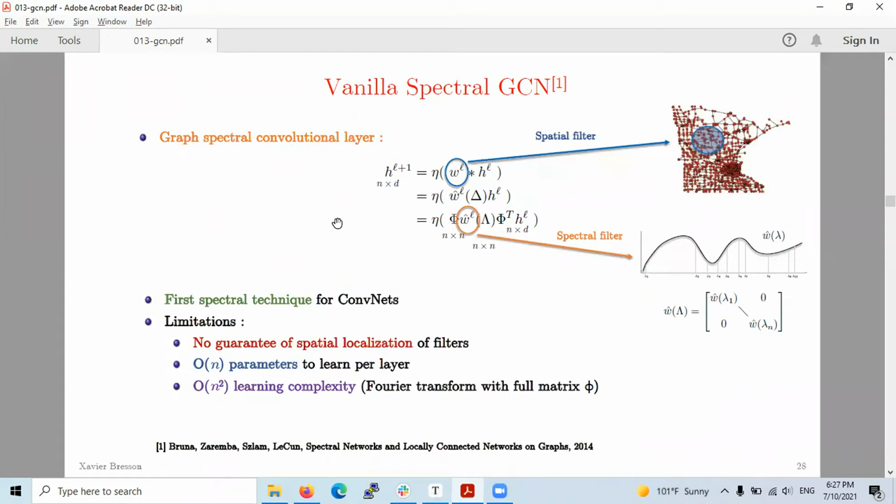In the previous vanilla spectral GCN, this was the concept, wherein the signal was wide and very sharp in the frequency domain. So it's like this: if the signal is wide enough in frequency, it'll be very sharp in the time or spatial domain. Or if it is very wide in time or spatial domain, it will be very sharp in the frequency domain. So it's an inverse relation over there.